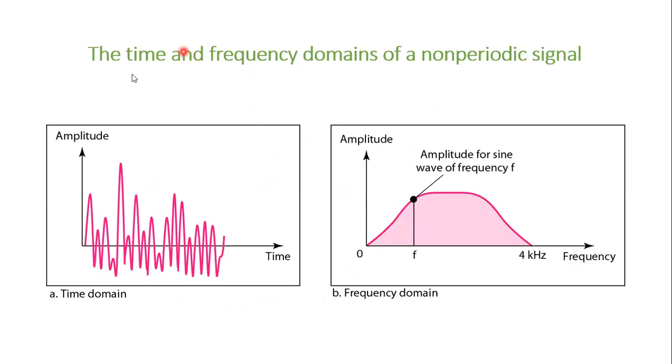Another example is the time and the frequency domain of a non-periodic signal. So this is the time domain, and this one is the frequency domain for 4 kilohertz.